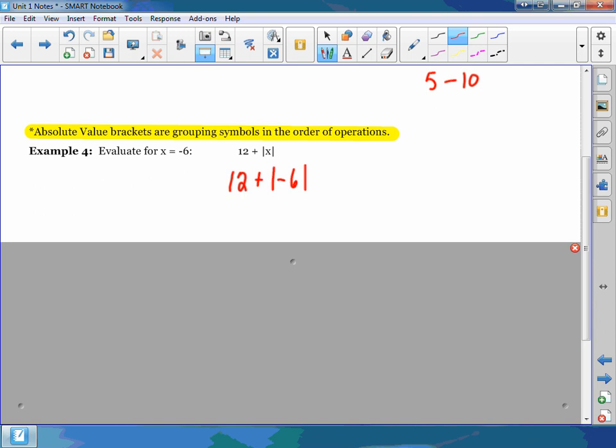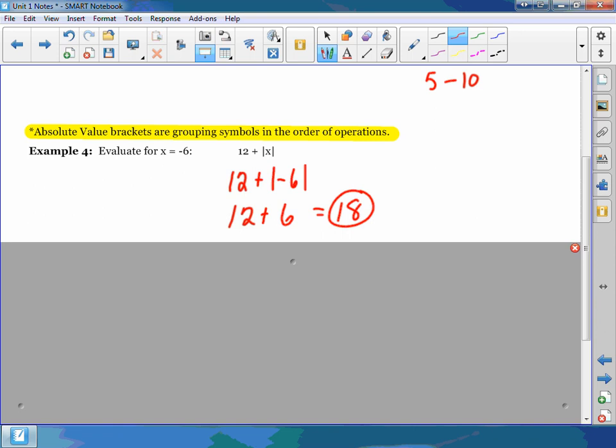And now before we add, here we have addition. Before we add, we have to take care of this absolute value symbol. Again, like they're parentheses and they need attention first. The absolute value of -6 is +6. And then we're left with 12 plus 6, which ultimately simplifies to give us a value of 18.